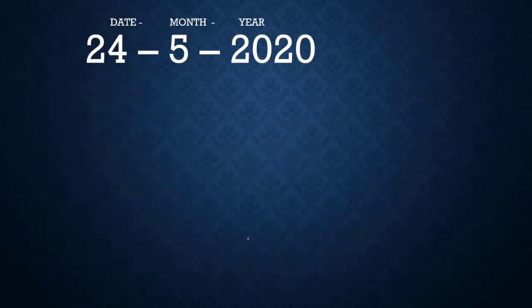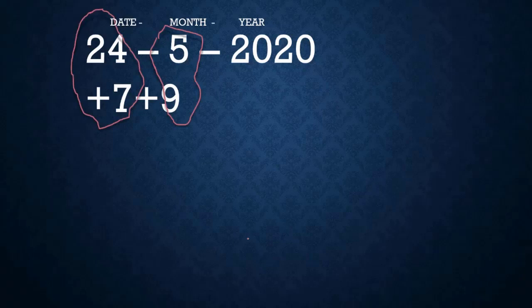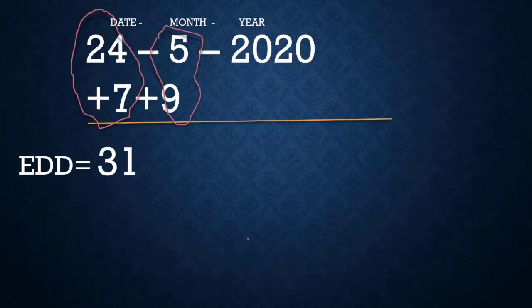Here is another example. For example, the LMP of a pregnant lady is 24 May 2020 and you have to add 7 days and 9 months. Then what will be the EDD? When you add 7 days in 24, the answer will be 31. And when you add 9 months after May, the answer will be February. As February lies in the next year, you have to change the year accordingly. So here it will be 2021.